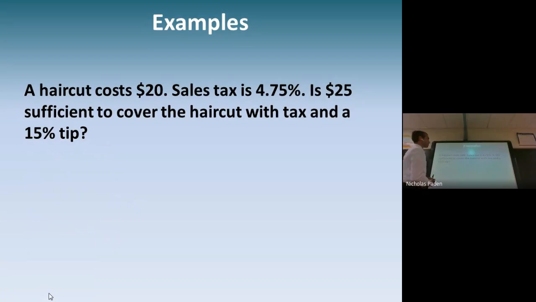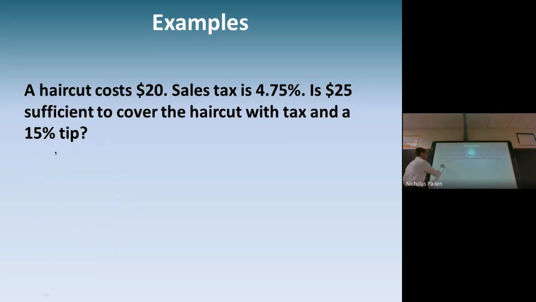A haircut costs $20. Sales tax is 4.75%. The question is, is $25 sufficient, or is this enough to cover the haircut with tax and if we tip 15%? So now we've got to find how much it's going to cost, the $20 plus the sales tax plus the tip. One thing I want to point out, every time you have to add both of those together, sales tax is added to the $20 and the tip is also out of $20. So we don't add anything until the very end.